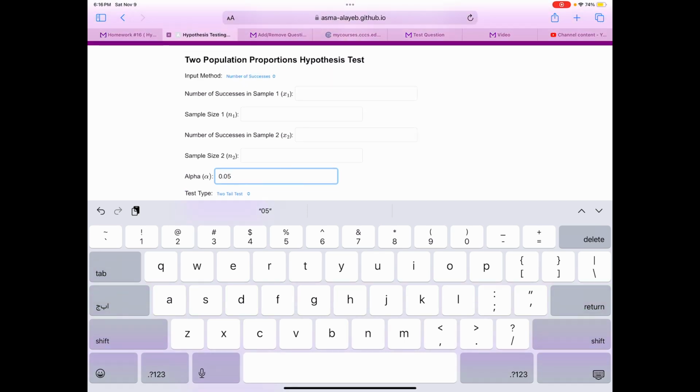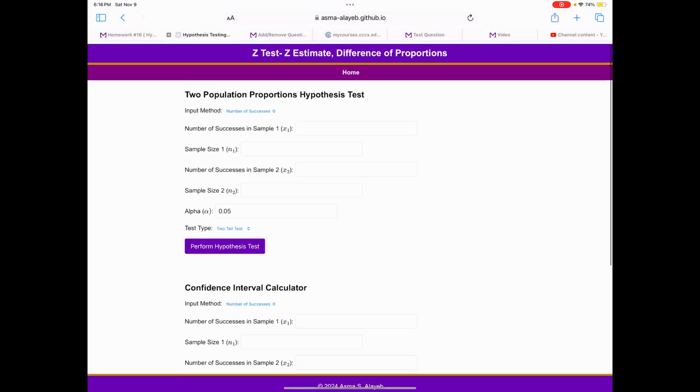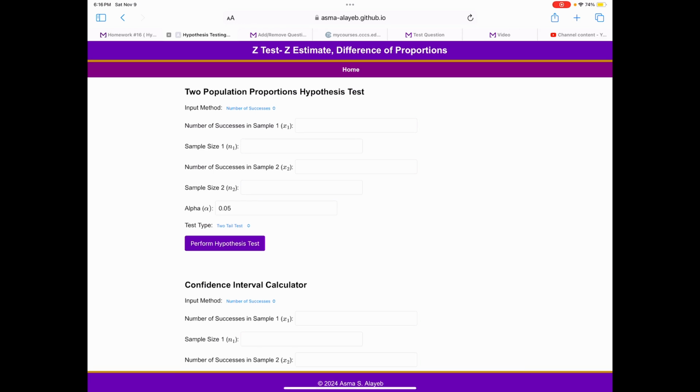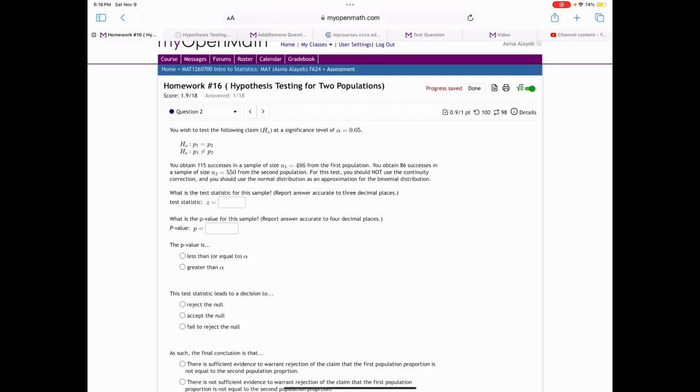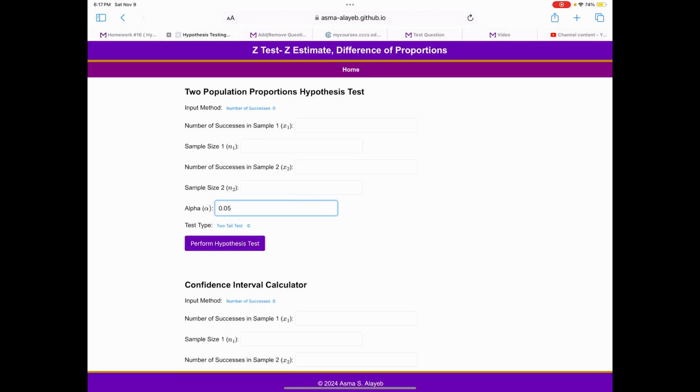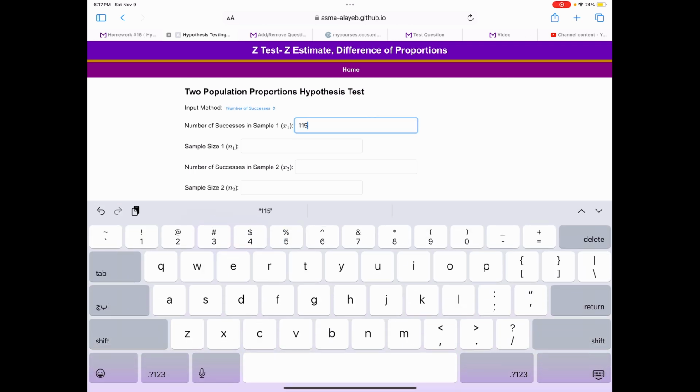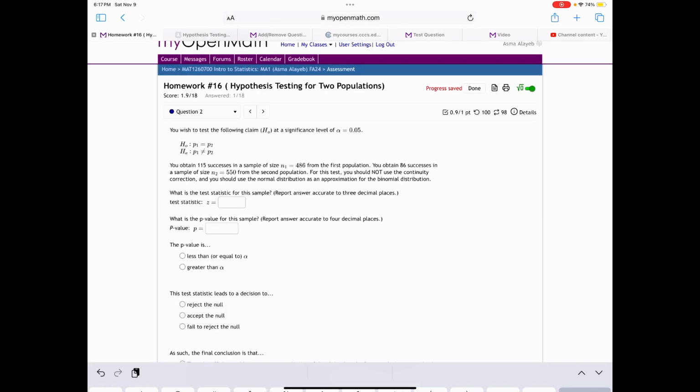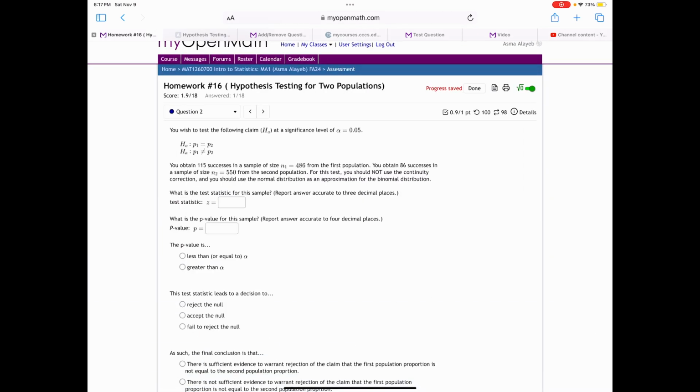Now I will read the question and then I will fill in the information. So I do have two populations. I need the information from the question. So you obtain 115 successes in a sample of 486. So that is from the first population. So I have X and I have the sample size. X1, so the number of successes is the method used here. We do not have a sample proportion. So I was given the number of successes, which is basically X1. And then the sample size one is 486.